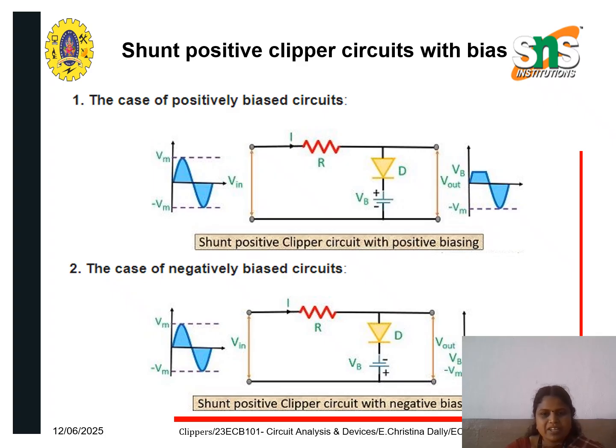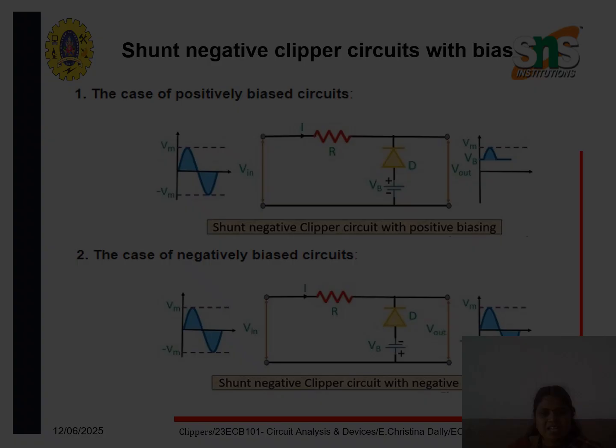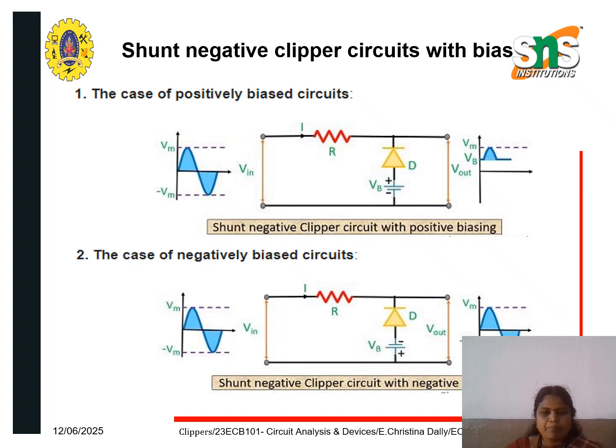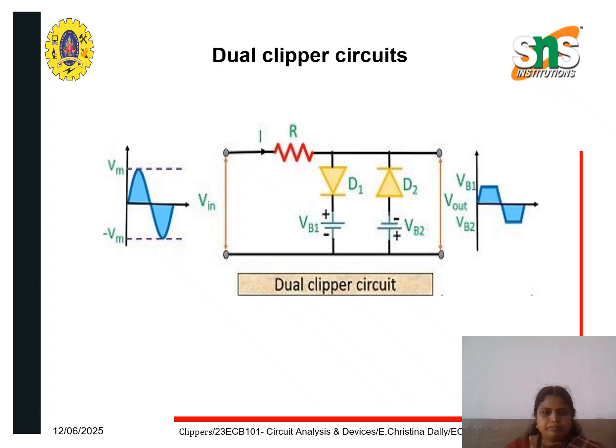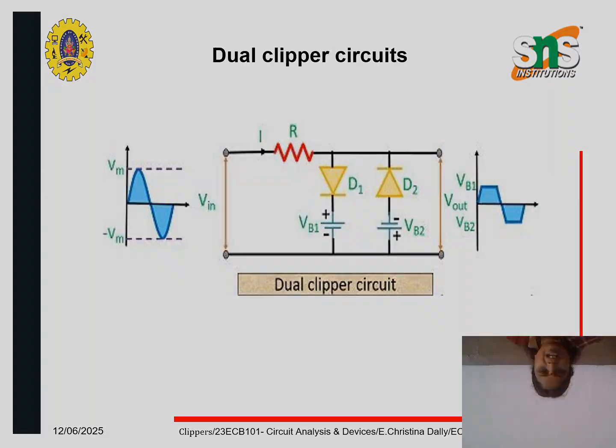This is the difference between the positive clipper in terms of positively biased and negatively biased. At the same time, for the shunt negative clipper, in the case of positive and negative biasing, we just connect the power supply to the terminals. So this is the dual clipper. Here we have two diodes, D1 and D2, and the voltages are connected to the terminals, and finally it is given to the output.